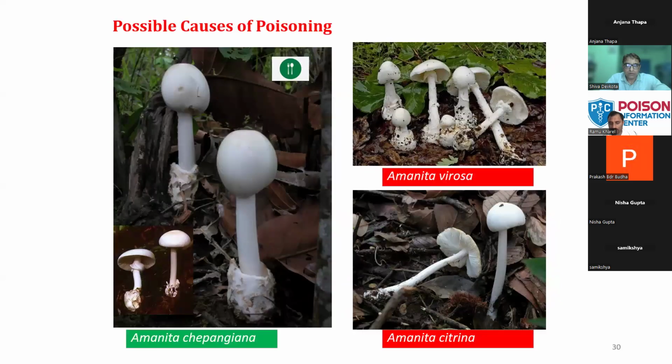Another possible cause of poisoning in Nepal is this, Amanita chepangiana. Amanita chepangiana is mostly an edible mushroom, and it is reported from the Chitwan, Lothar area. And there are similar mushrooms, Amanita virosa and Amanita citrina. So in my understanding, what happened in Chitwan is that the children thought they picked Amanita chepangiana, but mistakenly picked Amanita virosa or Amanita citrina. So it might be the cause of cases from Chitwan, and this is a very serious matter, because Amanita chepangiana is edible, and a similar looking mushroom is poisonous.